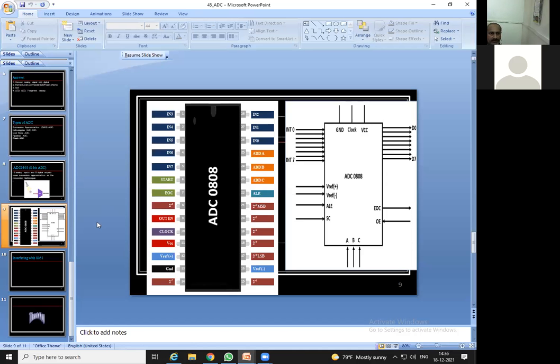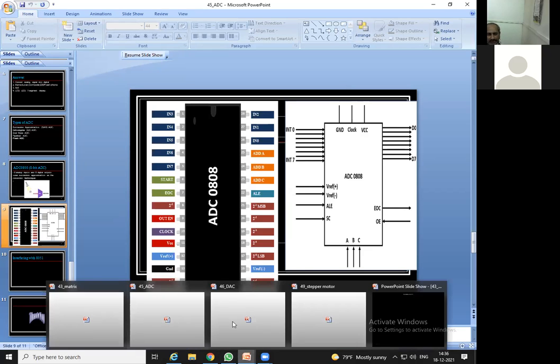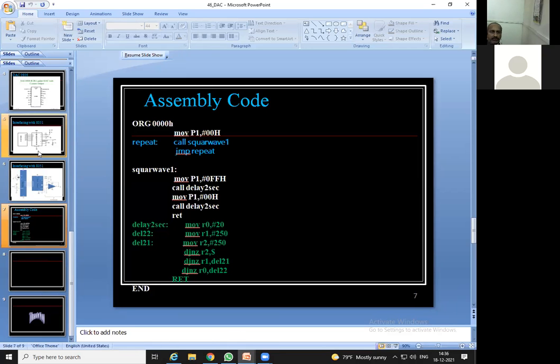So this much only is shown in this. Okay, let's see the next, because all this is practical based. In this PPT also, very little is shown.